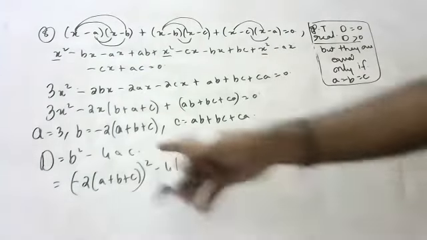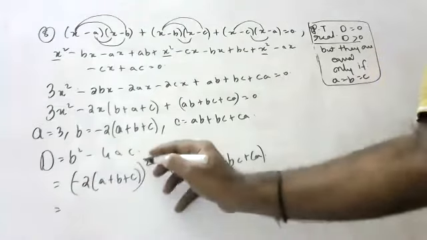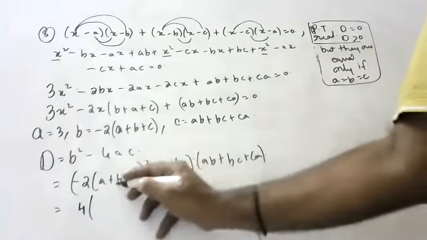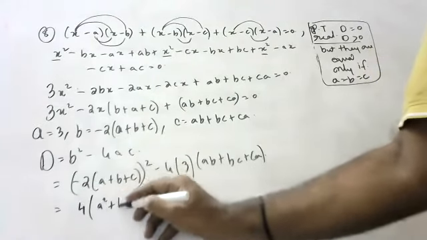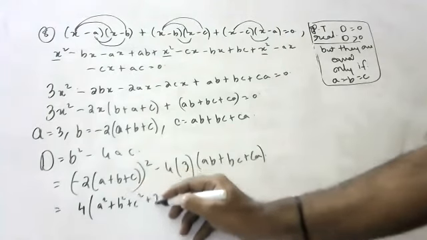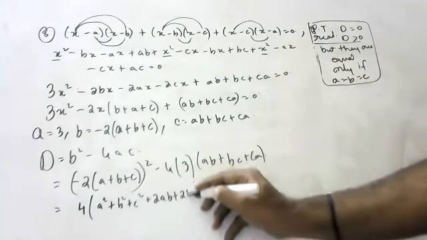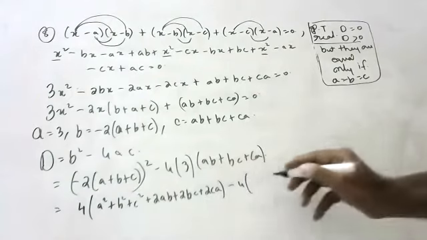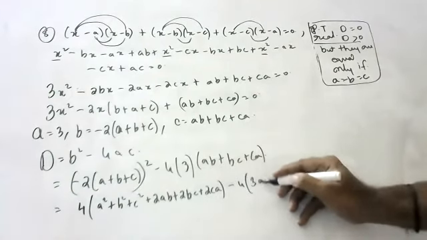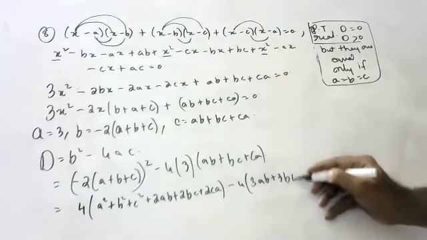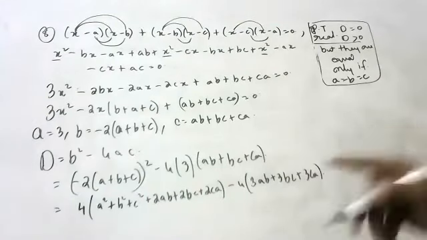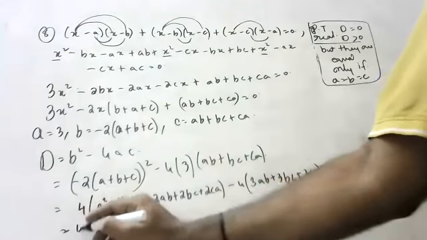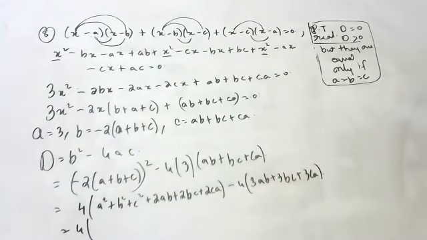So, expansion. This we have to expand. Minus 2 whole square is 4, children. Expansion of a square plus b square plus c square plus 2ab plus 2bc plus 2ca, minus 4 into this, which is 3ab plus 3bc plus 3ca. Okay, 4 you take common, children.